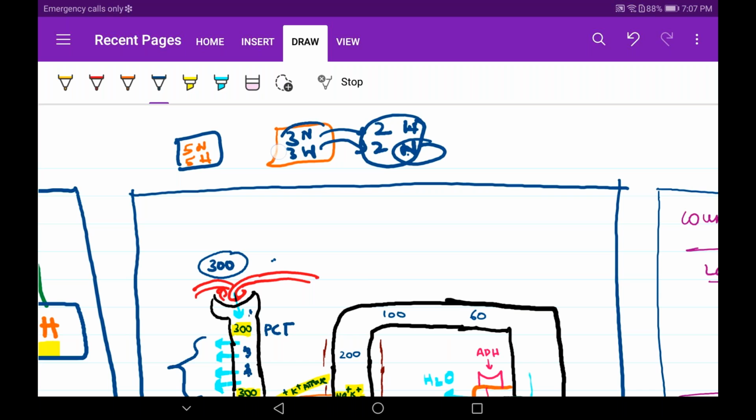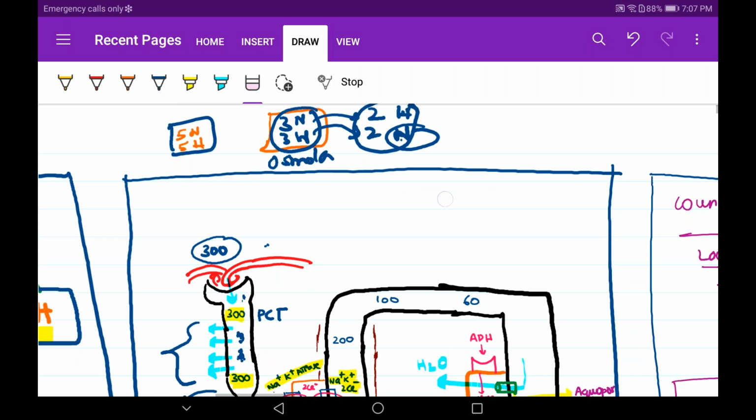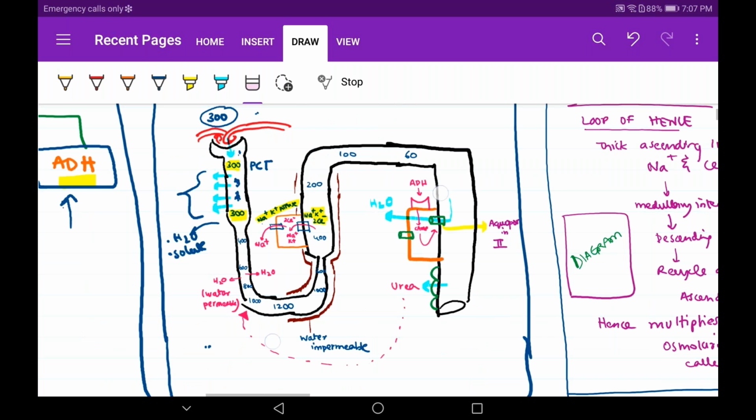Now let's come over here. After going through the PCT, we enter the descending limb of the loop of Henle, right? This is the descending limb of the loop. So what did I tell you yesterday? Remember that most important diagram from yesterday? I told you to draw the diagram. If you want to draw it in the exam, you can draw it. If not, it's not a necessity.